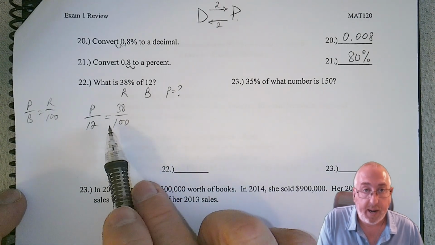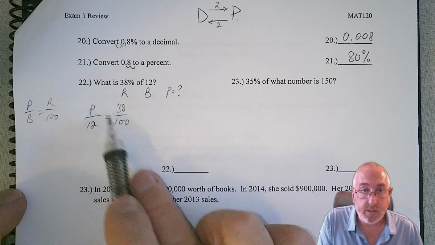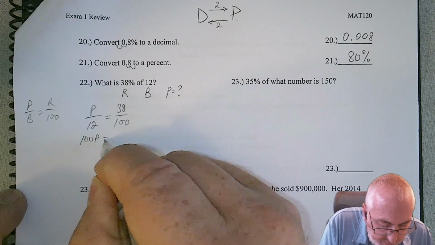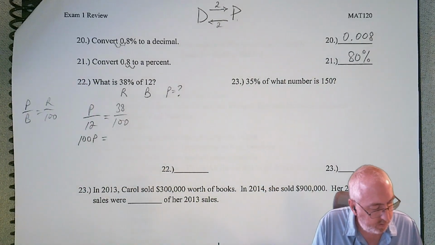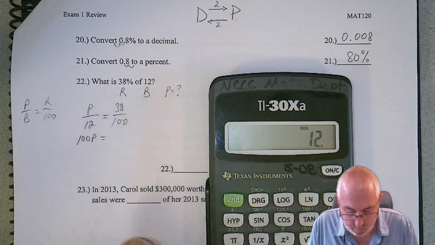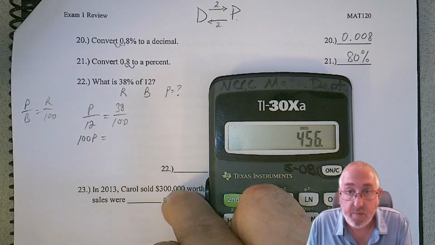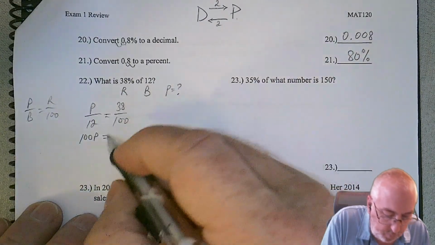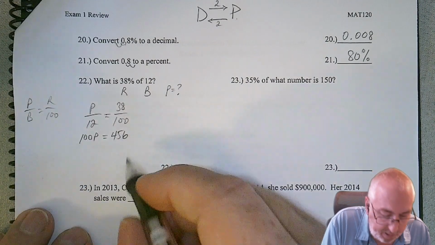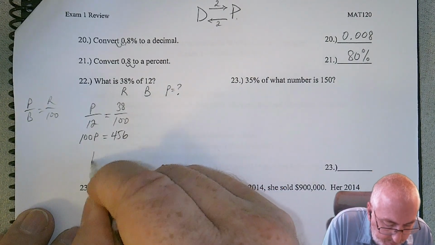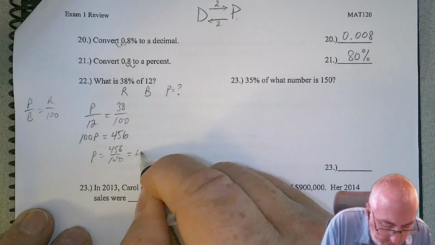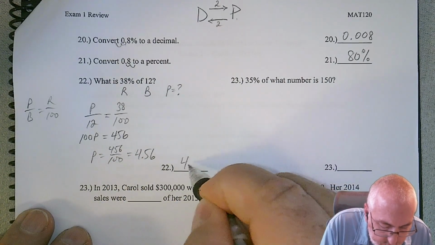Now remember what we do next. When there's an equal sign, we can cross multiply. So we'll put the 100 in P on the left, 12 times 38. Let's make sure we do it right. And that gives us 456. So 456 over here. And now last step is to get rid of that 100. So we can divide both sides by 100. And we get 4.56.